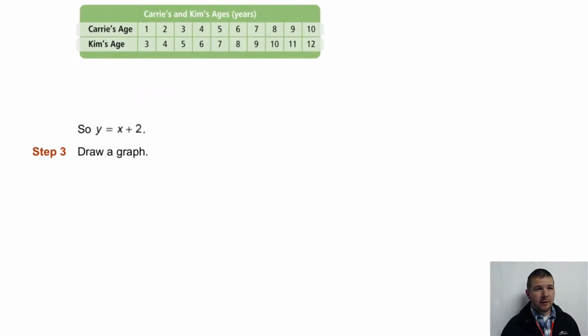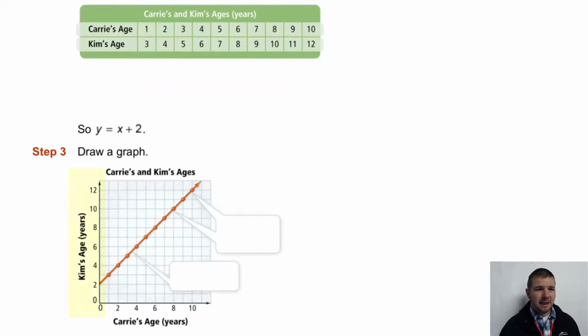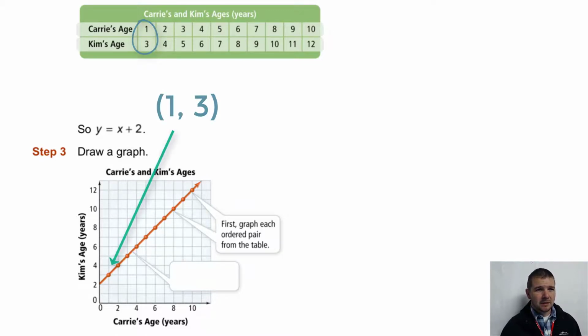And finally, step 3, we can draw a graph. We could let Kim's age be the vertical axis, Kim's age in years, and Carrie's age, also in years, the horizontal axis. We'll plot pairs of ages, Carrie's age and Kim's age, that are related to one another. So first, when Carrie was 1 year old, Kim was 3, so we'll plot the point 1, 3. Next, when Carrie was 2, Kim was 4, so we plot that point. And continuing on, we can refer to the table to extract ordered pairs and plot each ordered pair on the graph. Then we connect the points with a line.